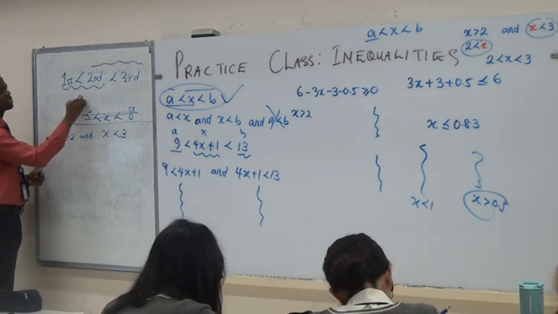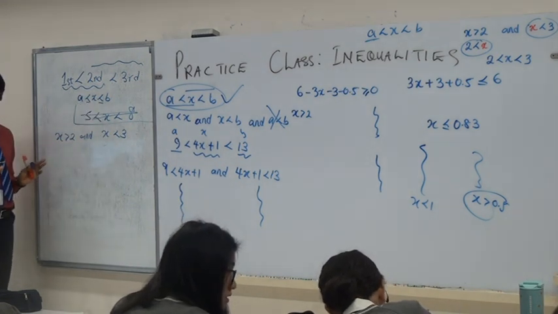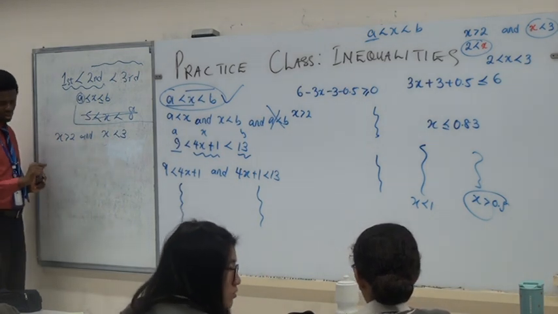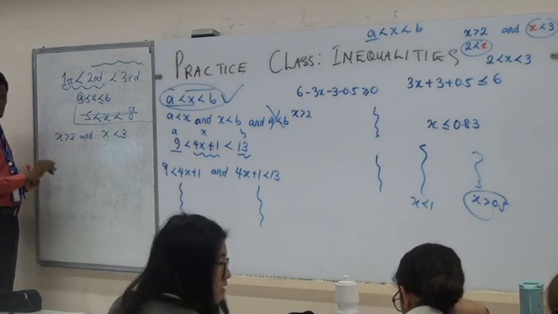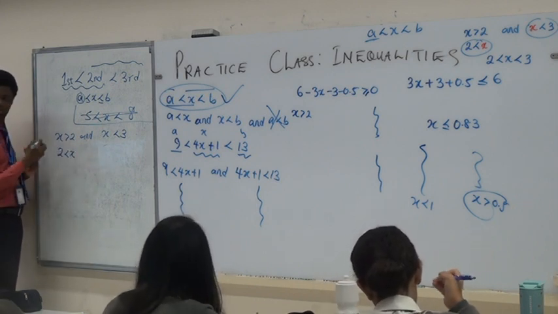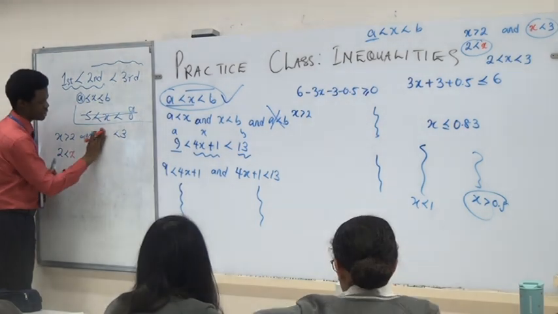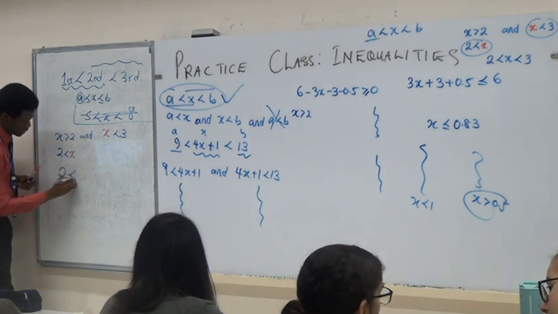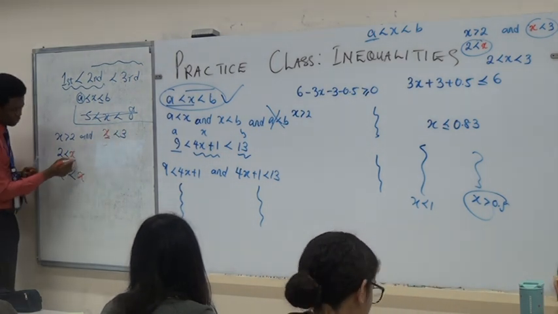The format you want is a less than x less than b. The format is always less than, less than. This is the smaller number of the two solutions. I have 2 and I have 3. 2 is the smaller one, and it is in greater than format, so you change it to 2 less than x. Now please pay attention: this x is here, and the same x is here. So I'm going to write it as 2 less than x.